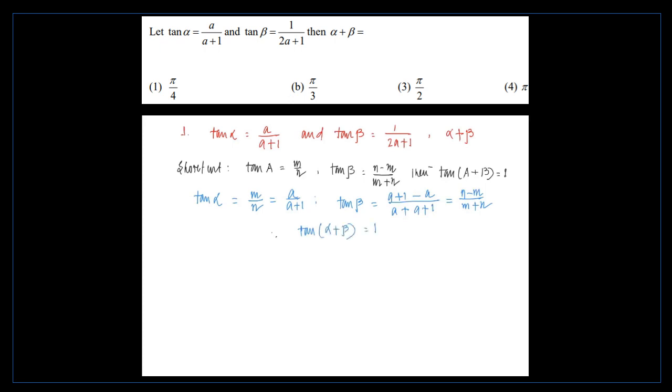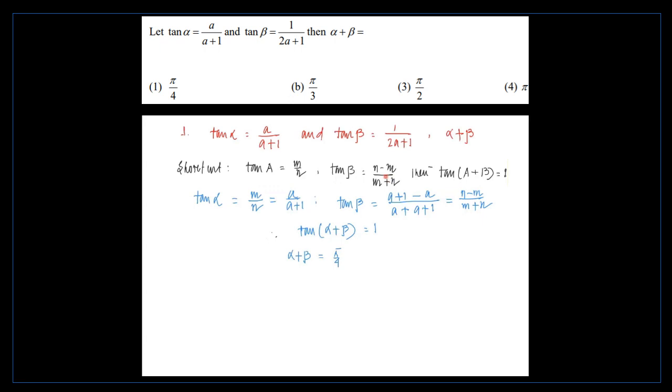And out of the given options, the correct option in this particular sum will be alpha plus beta equal to pi by 4. It is simple. Now let us understand the logic behind the sum. The logic behind the sum is very easy.